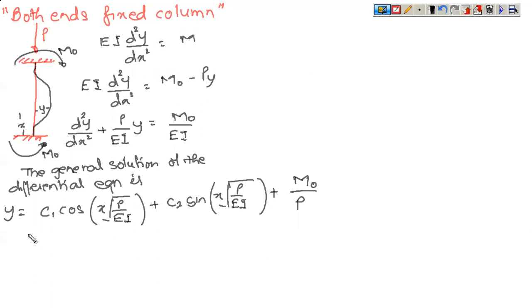So now let us put the boundary conditions. At x is equal to 0, you have y is equal to 0. x is equal to 0 means at this location, you have y is equal to 0. So if you put down the values, you get C1 is equal to minus M naught by P. Because cos 0 is 1, you have C1, plus sin 0 is 0, so this is removed. So you have C1 plus M naught by P is equal to 0. So C1 is equal to minus M naught by P.